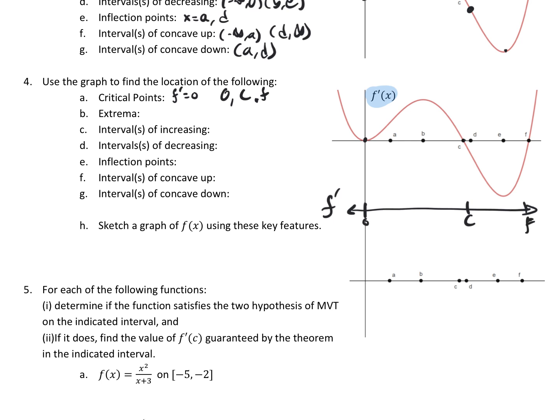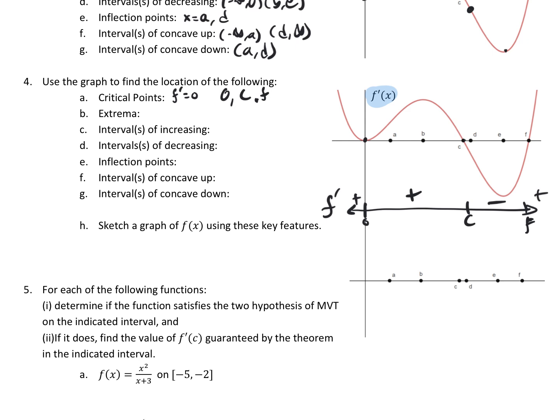Okay? Now, what's happening? What's the sign of f prime to the left of 0? It's above the axis, so it's positive. From 0 to c, it's above, so it's positive. From c to f, it's below the axis, so it's negative. And from f to infinity, it's above, so that's positive.